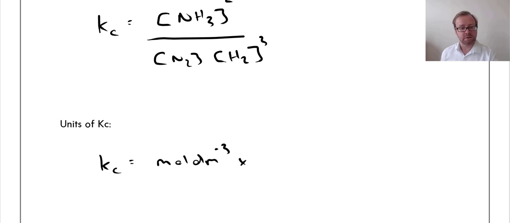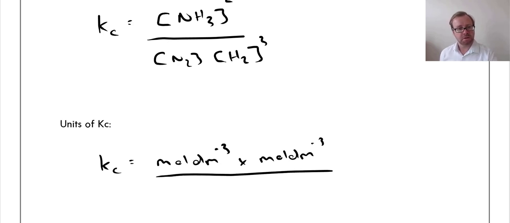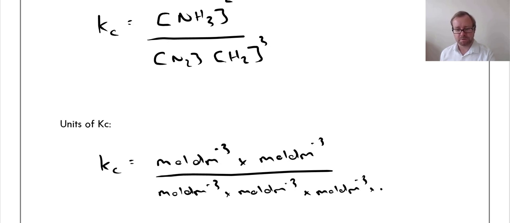It's squared, so I must have 2 of them, over concentration mol dm^-3. I have 3 of them here. I'm going to write them all out. Mol dm^-3, mol dm^-3 times mol dm^-3.